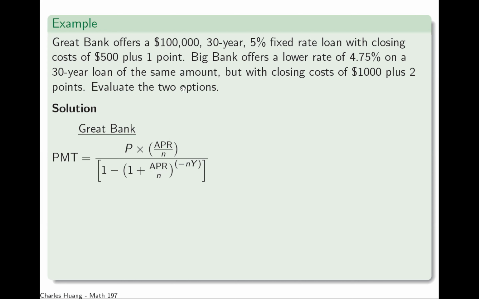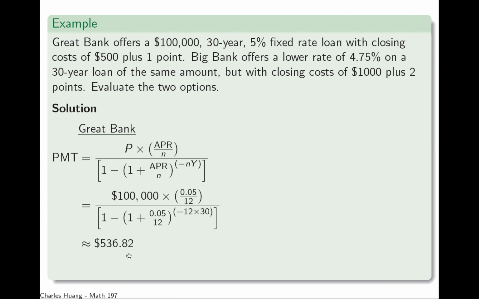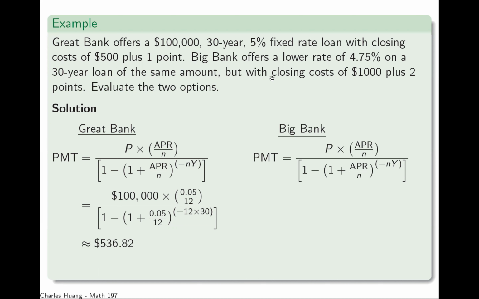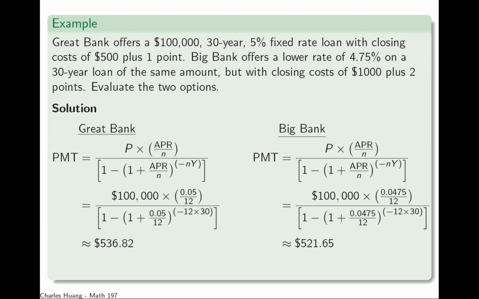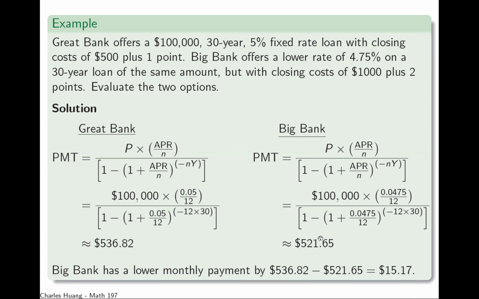We can do the calculation that we've been doing to find the loan amount, to find the payment amount. It's just the same calculation. And for the case of Great Bank, we get $536.82 if we pay it back at 5% interest rate. For the big bank, the rate is lower, 4.75, and therefore the payment is less because the interest rate is low. So comparing the two banks, the amount that we pay every month is a little bit cheaper by about $15.